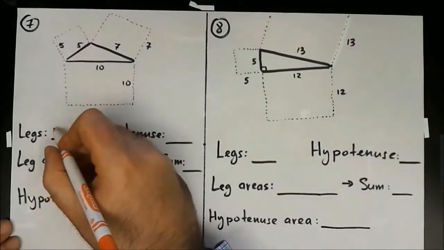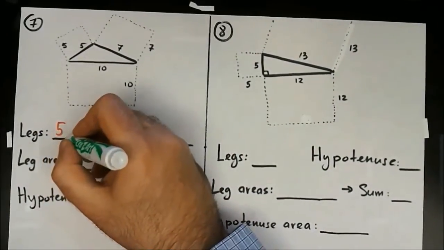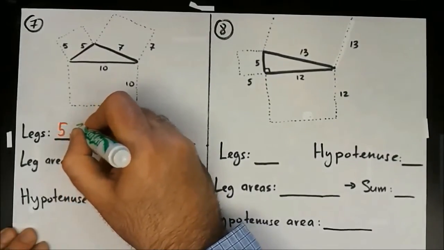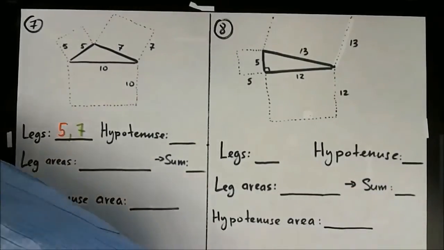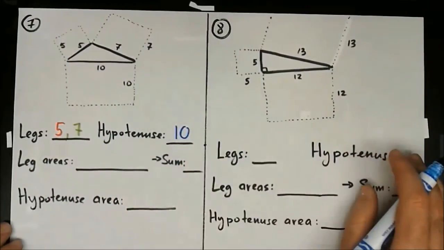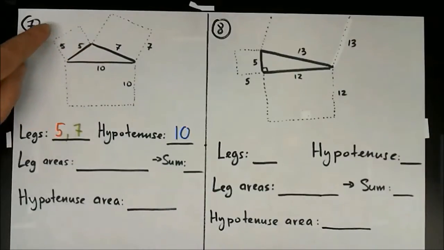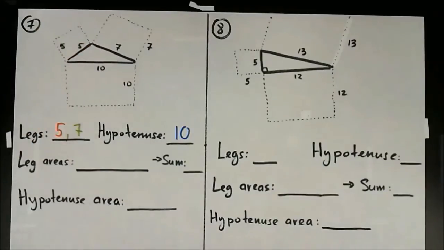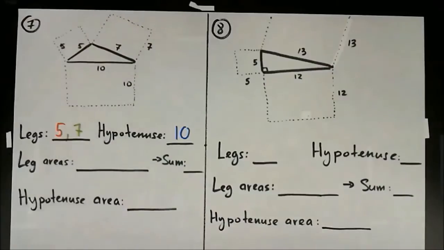The shortest leg right here is 5. The other leg is 7. It's the second shortest leg, or the second longest leg, or it's the longest leg, I suppose. And what's the hypotenuse, or the longest side? It's right there, it's the 10. Okay, that's good so far. Then they're asking for the areas of the legs. They want you to find the area of the square that this leg makes, and then the area formed by the other square as well. So how do we find the area of this square and that square?